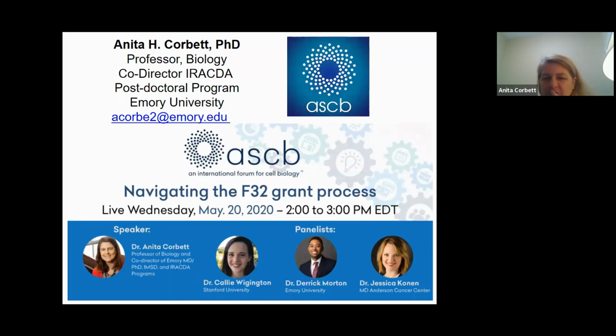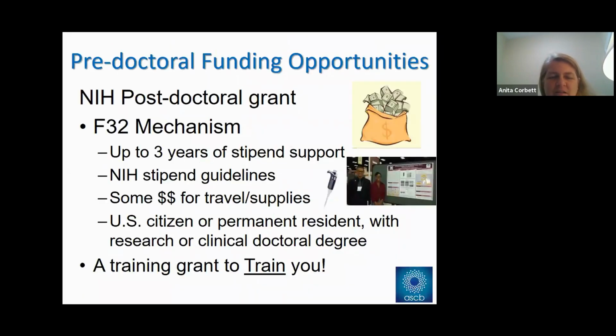So let's start by putting everyone on the same page and make sure to define the NIH speak that we're all using, which is this F32 mechanism. Here we're referring to the first arrow on my slide, which is a postdoctoral grant program. This F32 mechanism is up to 3 years of stipend support. So of course it comes with some nice money where you get your postdoctoral stipend paid for under the NIH guidelines that they set for stipends each year. You also get some money for travel and supplies, which is nice because it gives you a little bit more independence with respect to your project and your training as a postdoc.